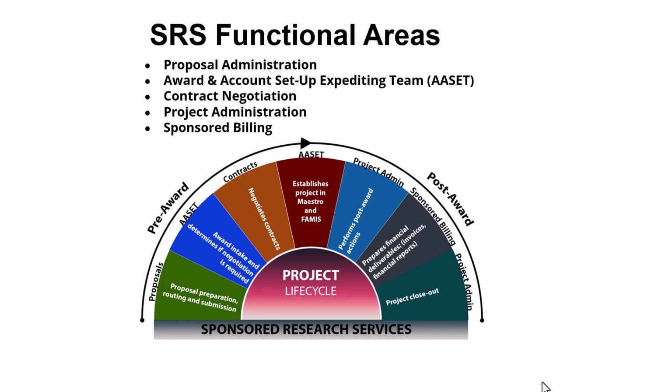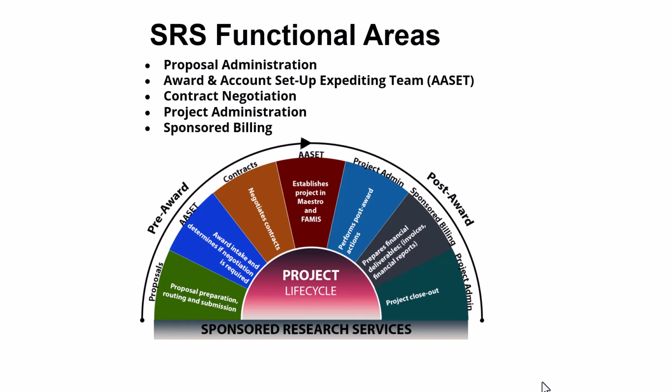The PI starts the process when they decide to prepare and submit a proposal to a sponsor. The PI will contact their proposal administrator, who will assist with the budget and administrative sections of the proposal and routing and submitting the proposal.